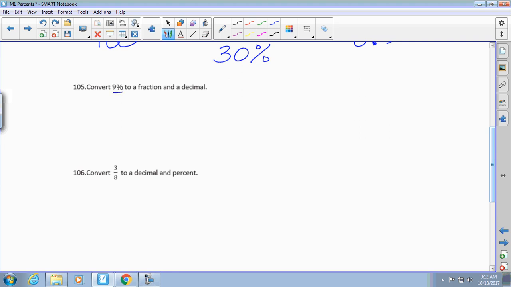Okay, the next one, convert 9% to a fraction and a decimal. So we have 9%, we need to make it a fraction and a decimal. So let's start with the decimal stuff, all right? If we have 9%, there's a decimal point right here. What do I have to do to make that a decimal? William? Move the decimal point 2 spots to the left. Very good. So, boom, boom, right there. Again, rewriting that to make it look neater.